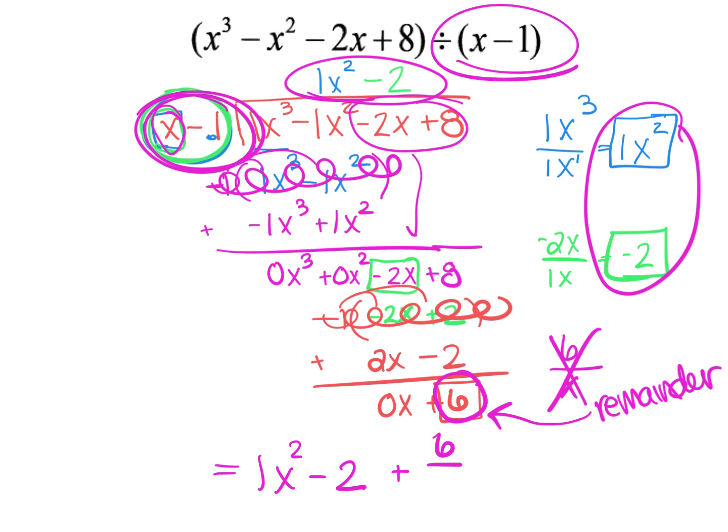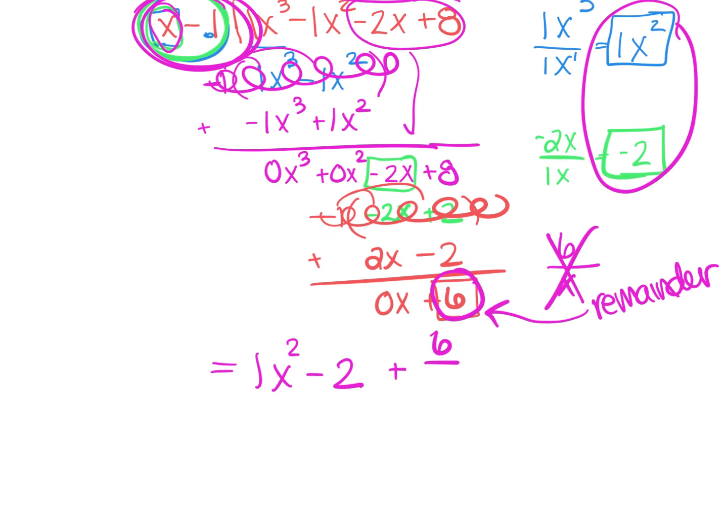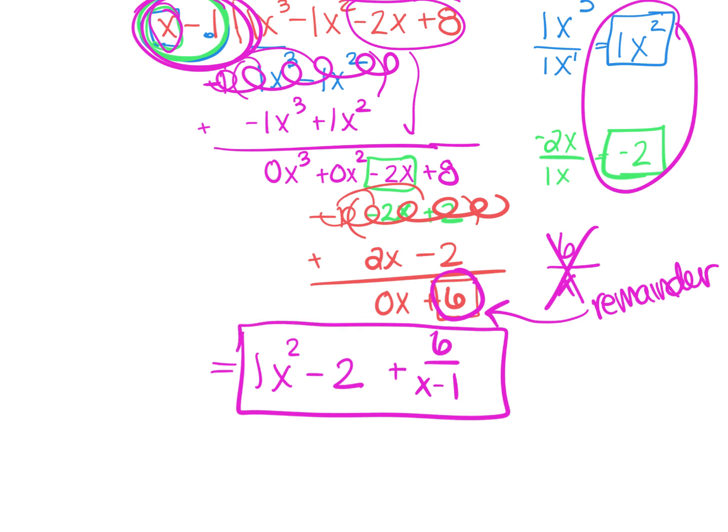You can see it's here too. We're going to take 6 and we're going to divide it by what we were dividing by at the start, which is x minus 1. So our final answer here is going to be 1x squared minus 2, because that's what divides nicely, plus 6 divided by x minus 1, because that's our remainder piece in our answer.